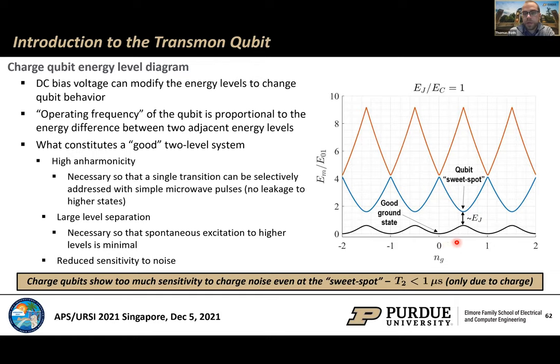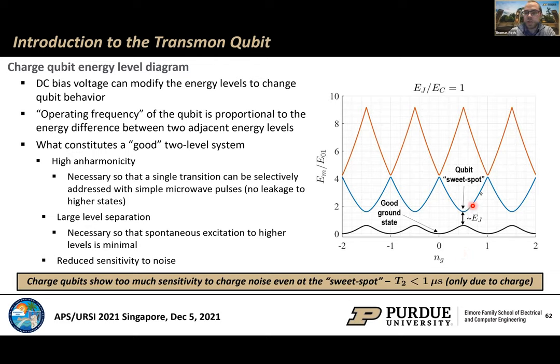And so instead, what we want to do is operate at what's known as the sweet spot at NG equals 1/2, where we're at these local minima of these curves or maxima. And so the slope here is basically zero. And so we have a much better reduced sensitivity to noise. So operating at these points is what led to some of the first experimental demonstrations of quantum effects with these charge qubits.